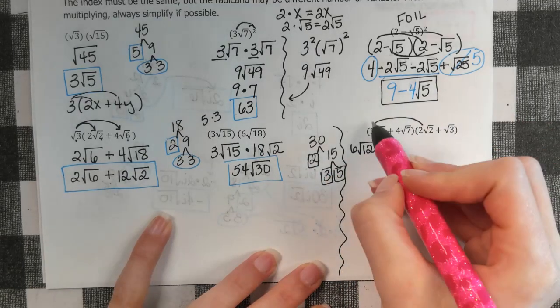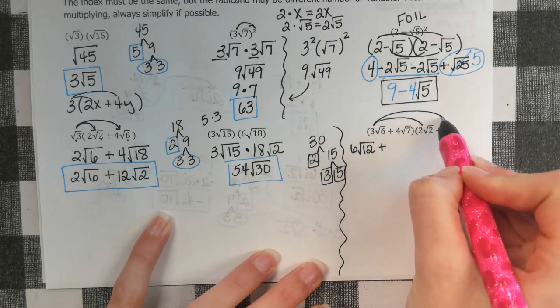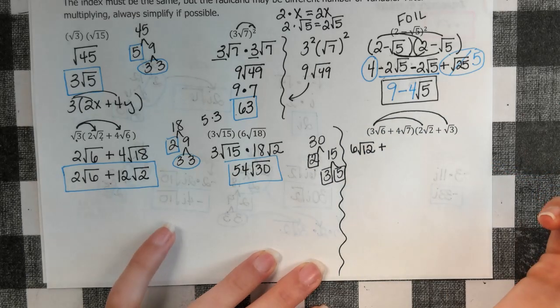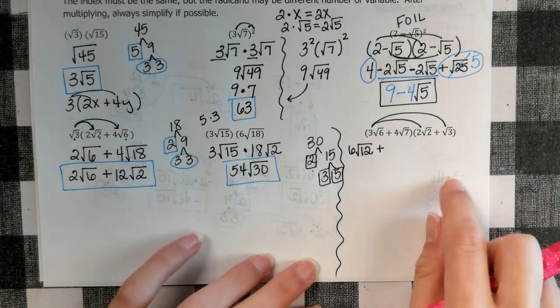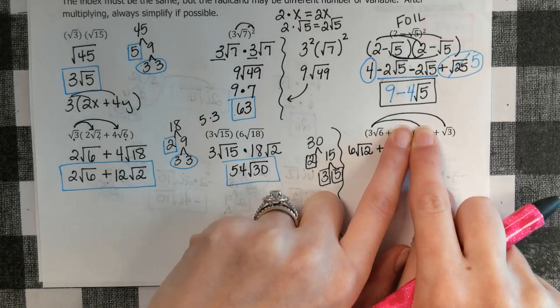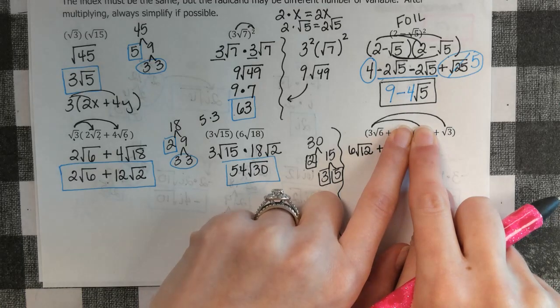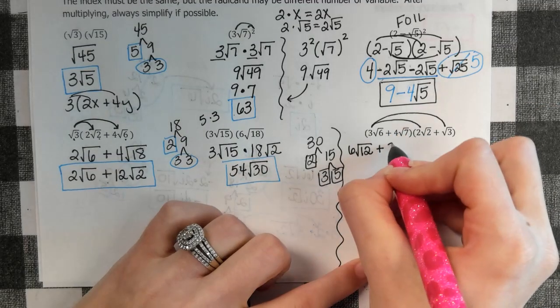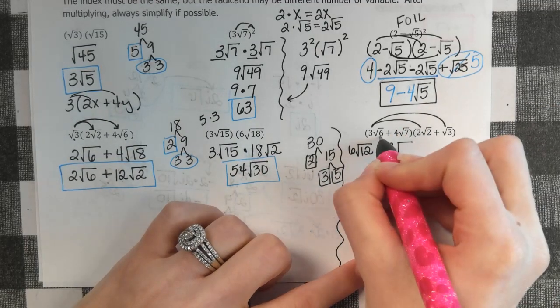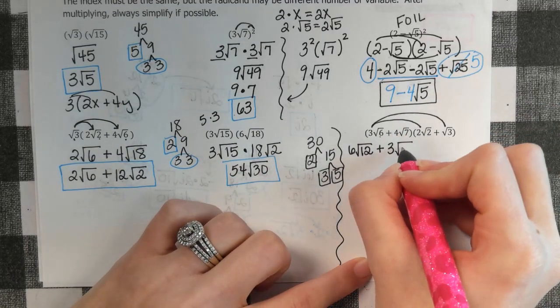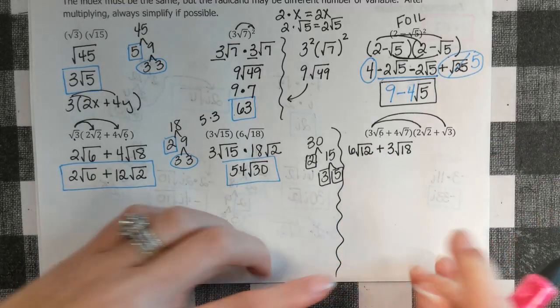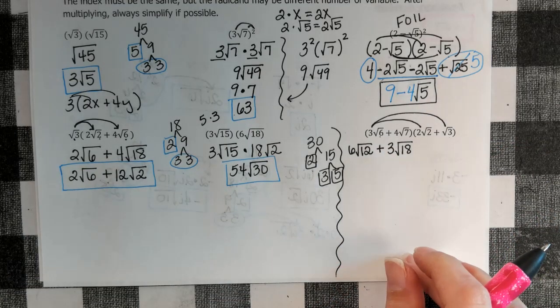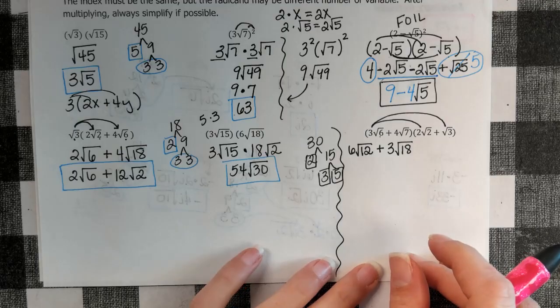Plus, I take 3 square root of 6 and multiply it by the square root of 3. If all I'm looking at is here, does the coefficient 3 get changed? No, so it stays 3. Square root of 6 times square root of 3 is square root of 18. Okay, halfway there. Do we understand that?